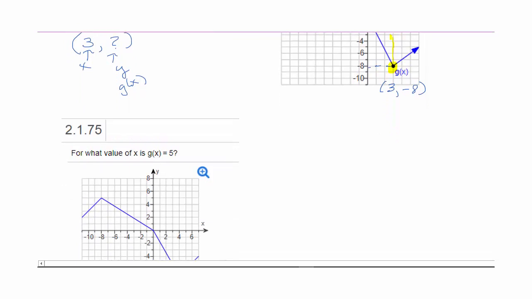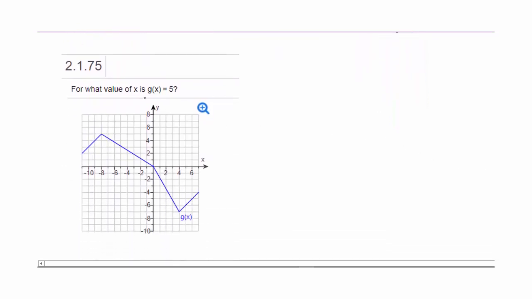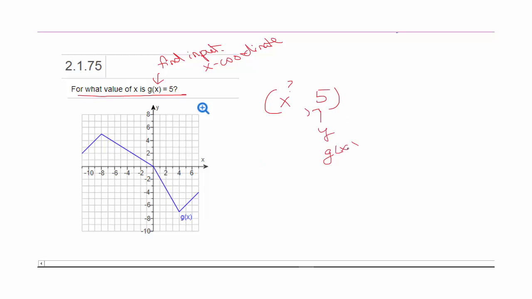All right, now look at this one. This is slightly different. They're not saying what's g of 5. They're saying for what x value is g of x equal to 5. So here they're asking us to find the input, the x coordinate. In other words, we know that there's some pair of coordinates on this graph that has an input of unknown input x. We're looking for that. But the output is 5. The y value is 5. The g of x value is the y value, it's 5.